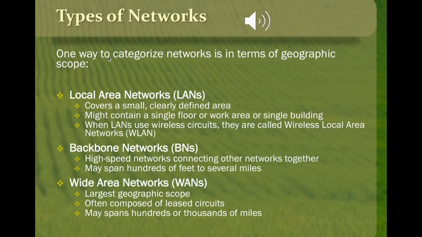Now let's take a look at networks in terms of geographic scope. So there's different types based on the size of the scope of the network. Let's start at the bottom. Wide area networks cover the largest geographic scope, and it often is composed of leased circuits, and it may span hundreds of thousands of miles.